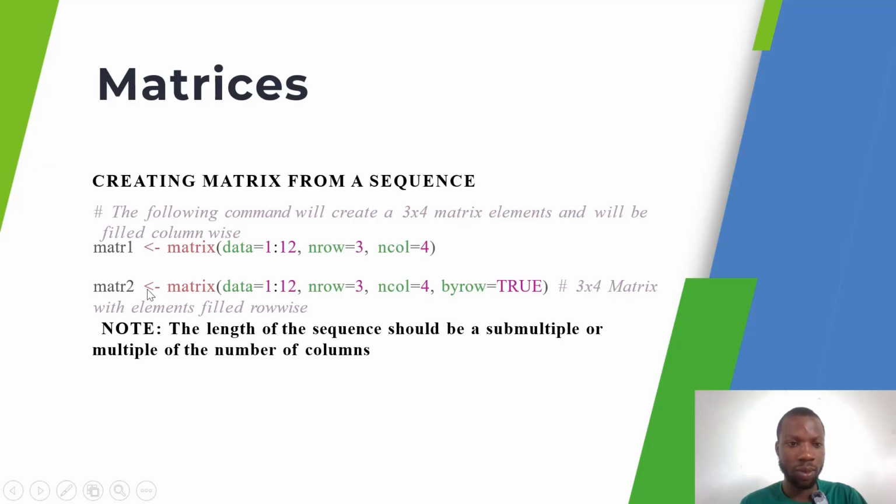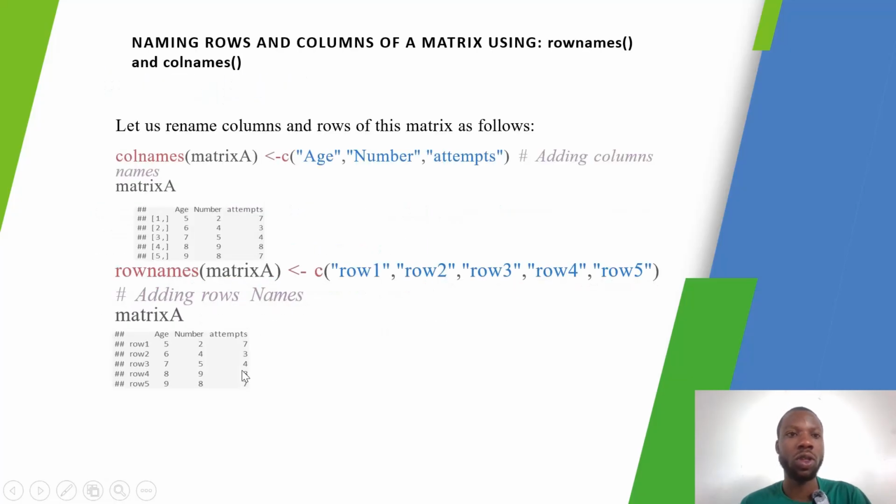And then for the second method, you can also use the matrix function. You put the opening bracket, and then data is going to consist of 1 up to 12. The number of rows is this, and you can fill it by row. The length of the sequence should be a multiple or submultiple of the number of columns. Then we name the rows and the columns of a matrix using row names.